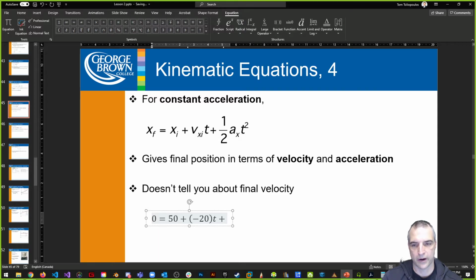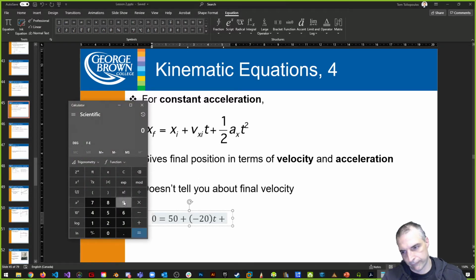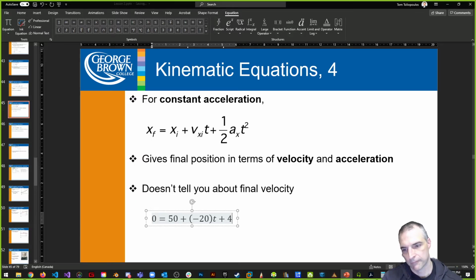We know 1/2 of a, which is 9.8 divided by 2, right? So it's 9.8 divided by 2. It works out to be 4.9, right? Times time squared. Okay? Time squared. Does that make sense? That's the equation. Guess what that is, guys?